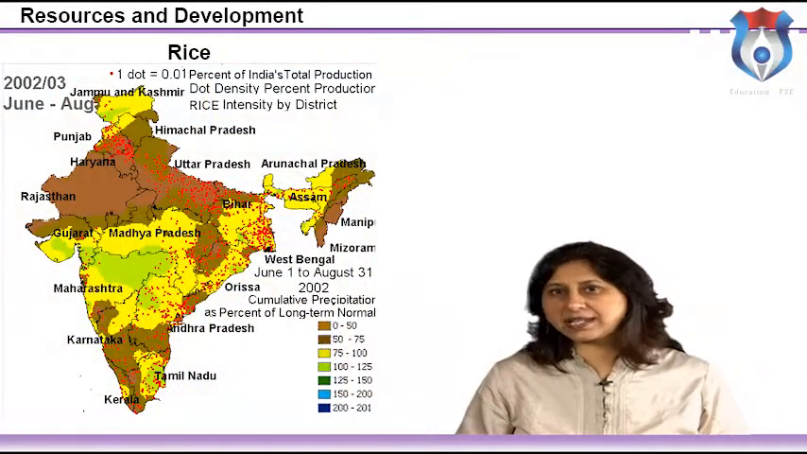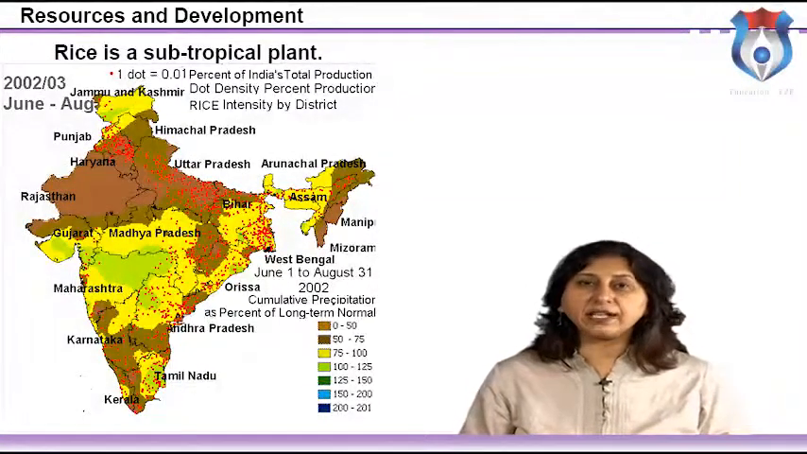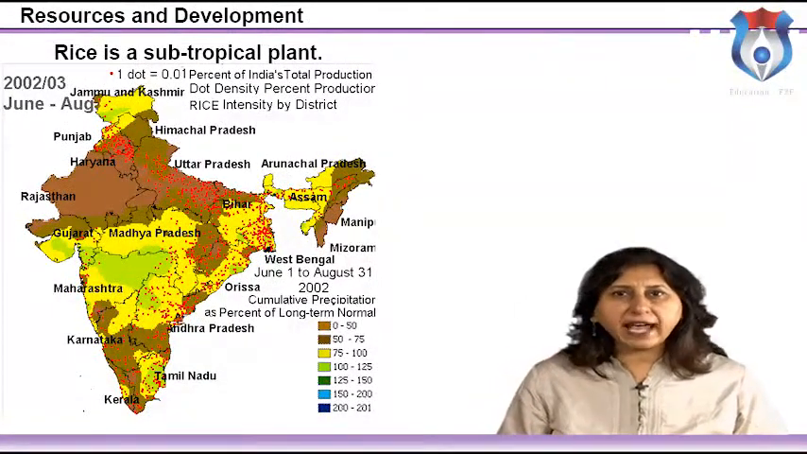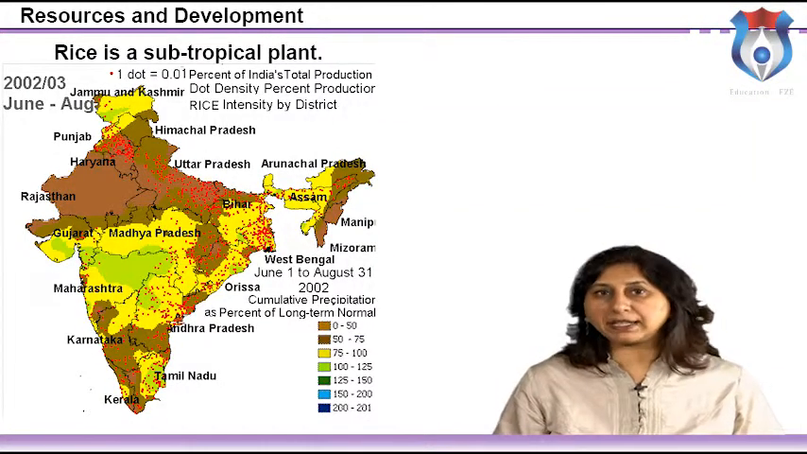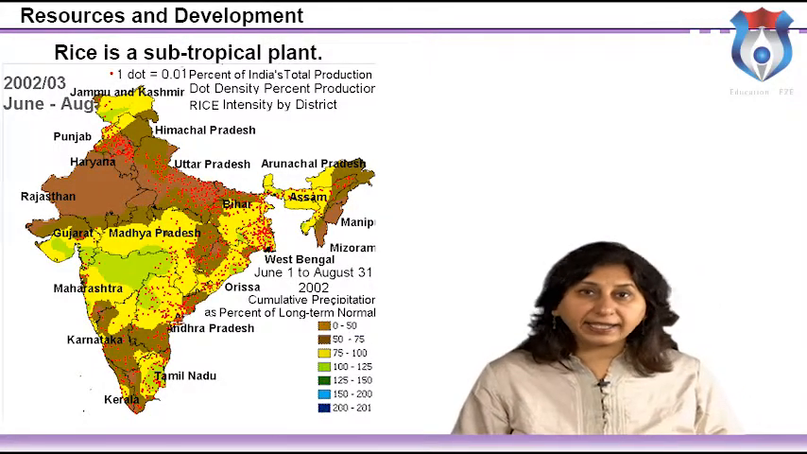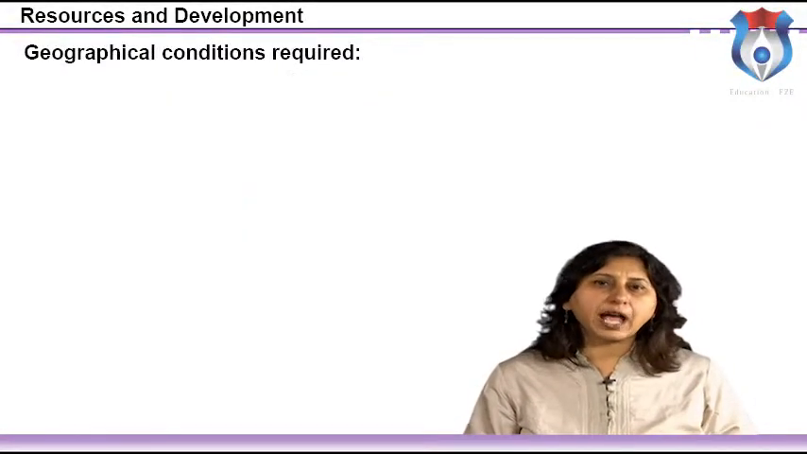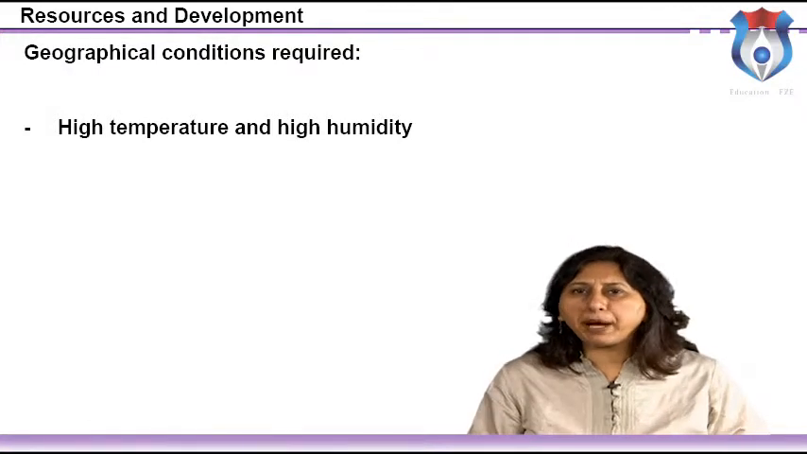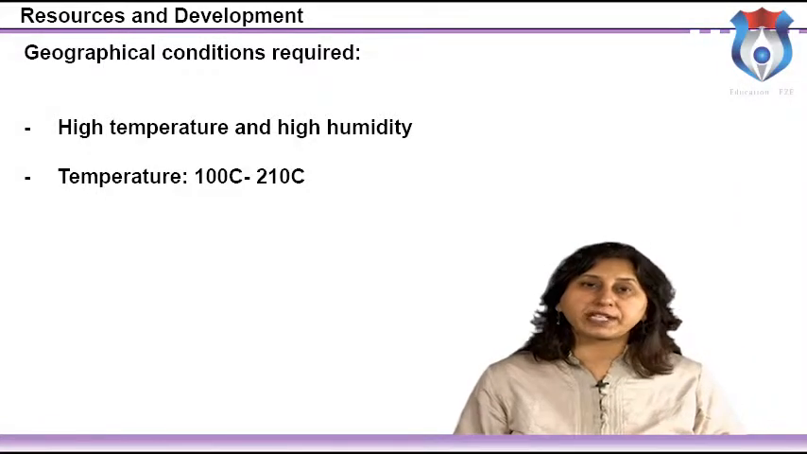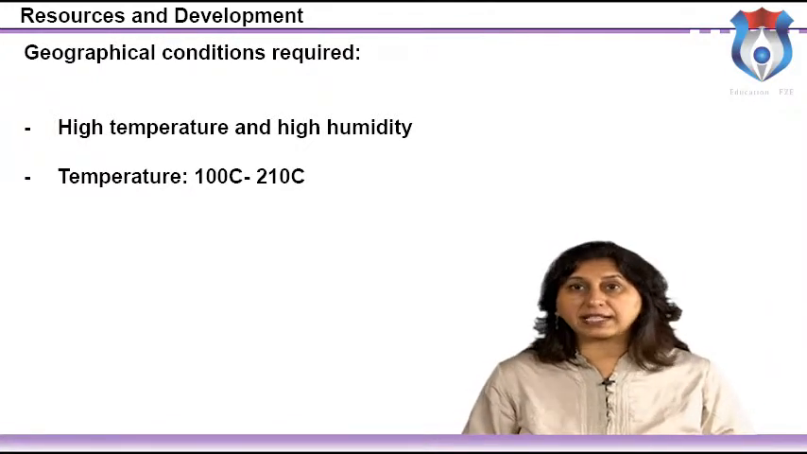Rice. Rice is the staple food for a vast majority of people in India, particularly those of southern and northeastern states. Rice is a subtropical plant. It finds ideal conditions of growth in the subtropical latitudes of southeastern Asia. A combination of geographical and economic factors is required for the cultivation of rice. The crop requires high temperature and high humidity with abundance of water during its growth. The plant requires a temperature from 10 to 21 degrees centigrade during sowing period and over 37 degrees centigrade at the time of harvest.